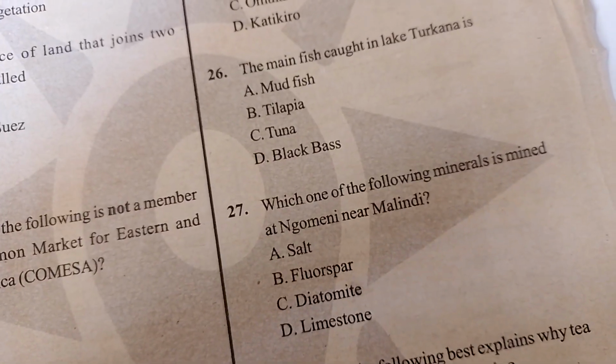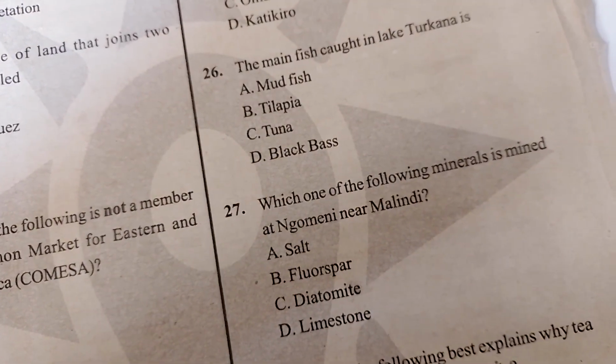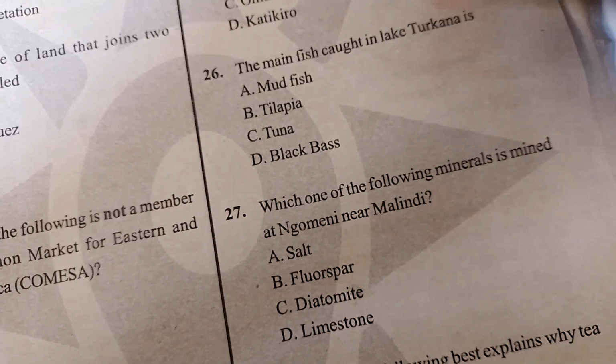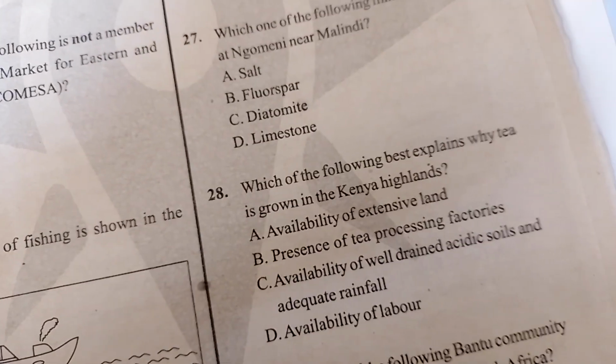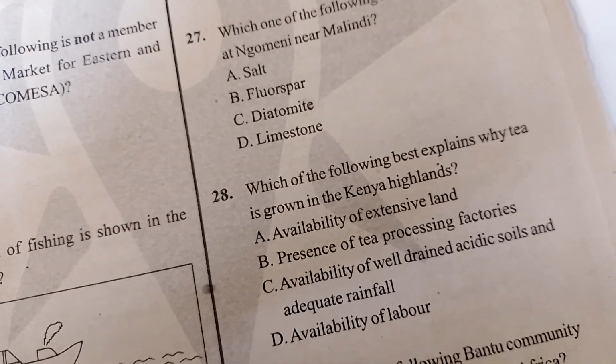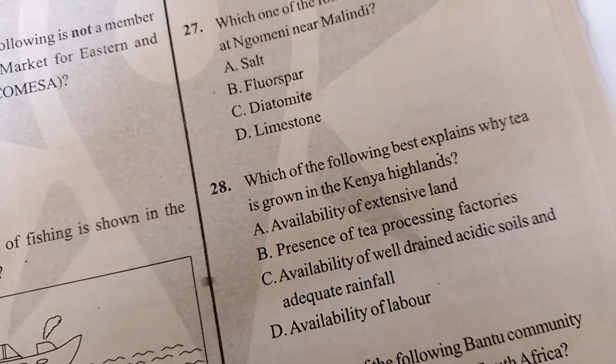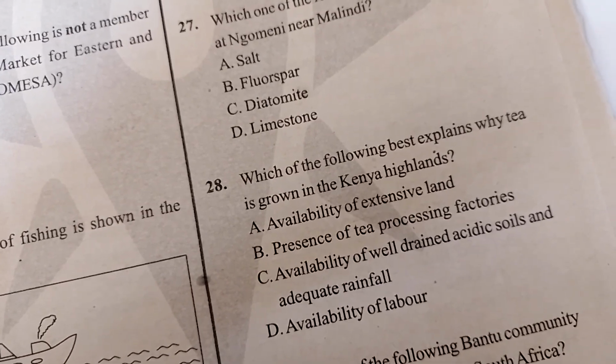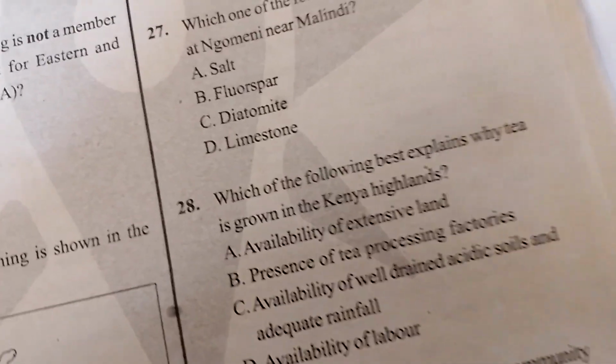Which one of the following minerals is mined at Ngomeni near Malindi? It is salt. Salt in Malindi. Which of the following best explains why tea is grown in Kenyan highlands? The climate. We can say availability of well-drained acidic soils and adequate rainfall. This is one of the crops that does well where the climate is cool and wet, and we have enough rainfall.